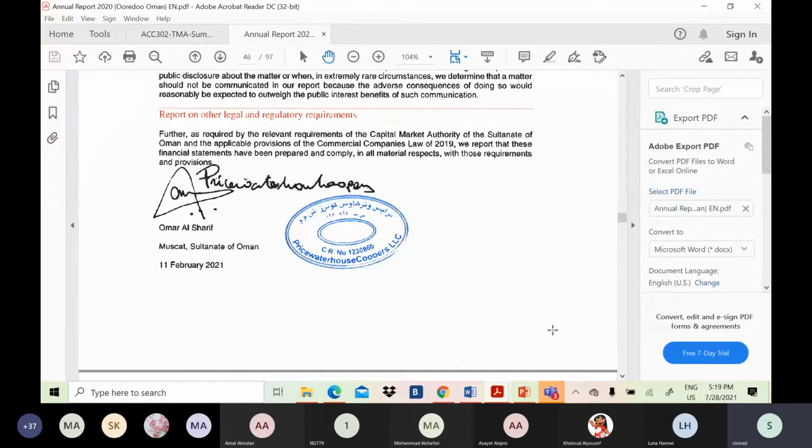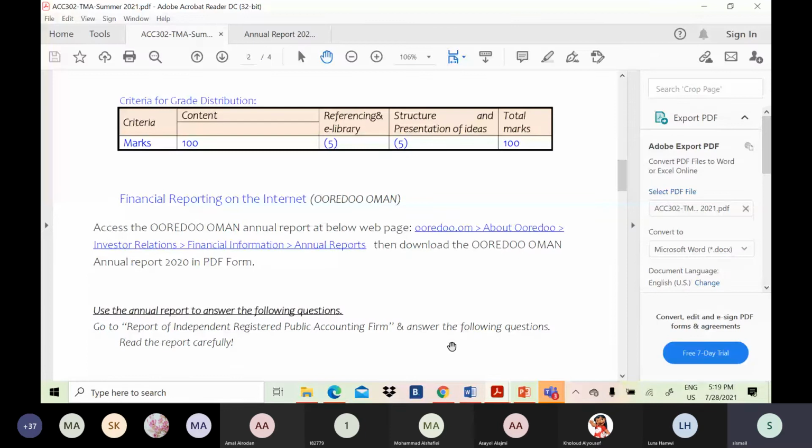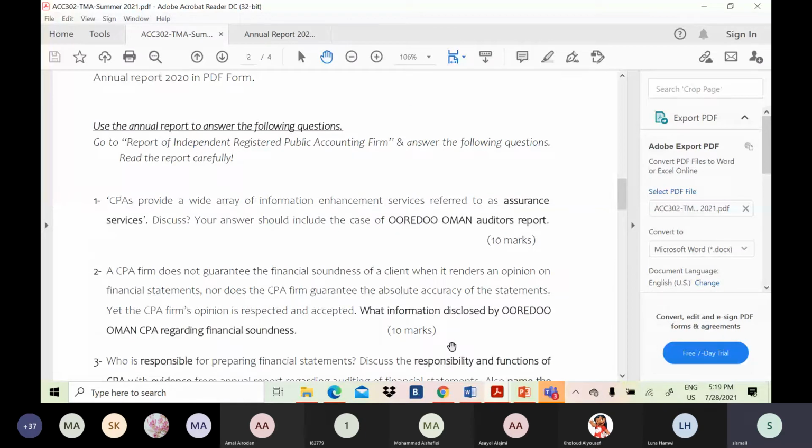Now let's go to the questions. Please follow me, if you'd like to write, by the way. Sometimes he gives you introductions. He said CPA, Certified Public Accountant, CPAs provide a wide range of information enhancement services referred to as assurance services. Do you remember this? This is in chapter 1, we covered it.